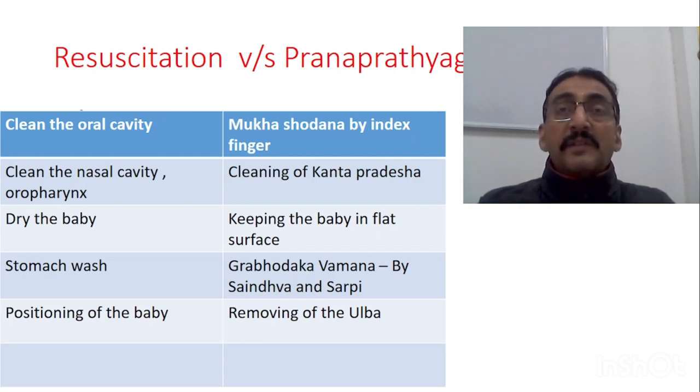Now again, Ayurveda says that immediately after birth, the baby has to be kept on a flat surface, not on an uneven surface. If you keep the baby on an uneven surface, the airway patency may not be maintained. Okay, keep it always on a flat surface.